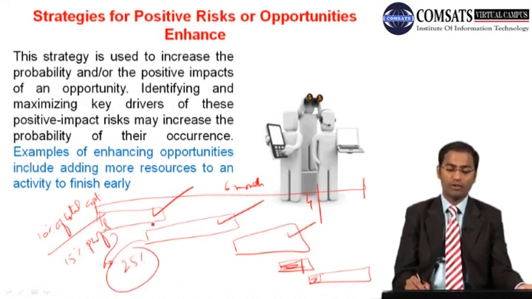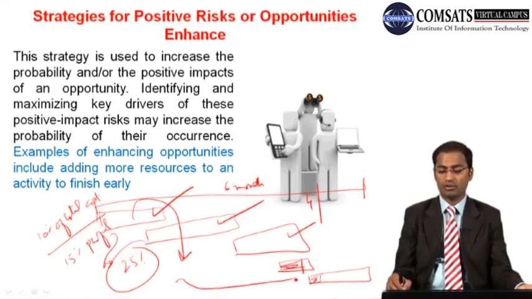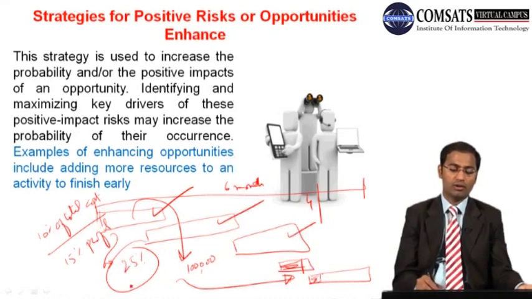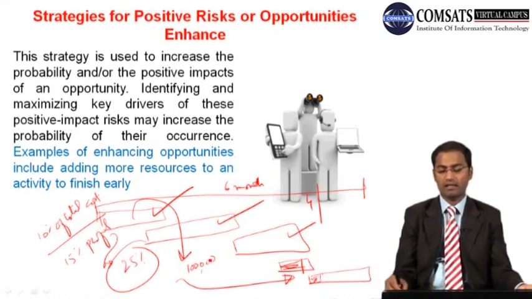Now what you do is you have this team, and they are now free, and if you put these people as extra resources over there, that will cost you around 100,000, and the profit which you will get is around 15 lakhs, 1.5 million.